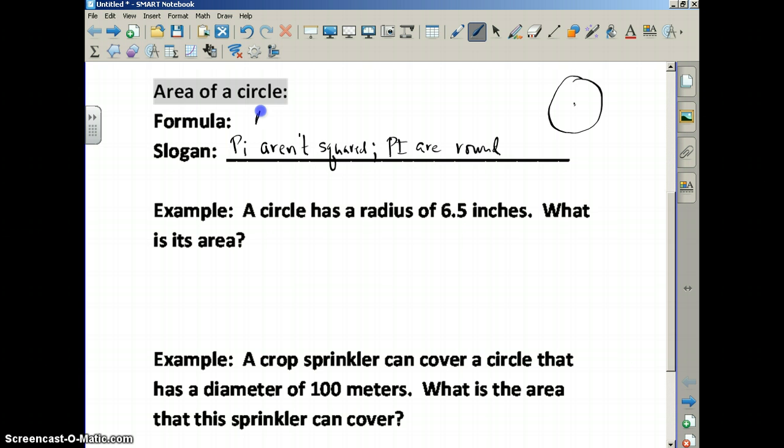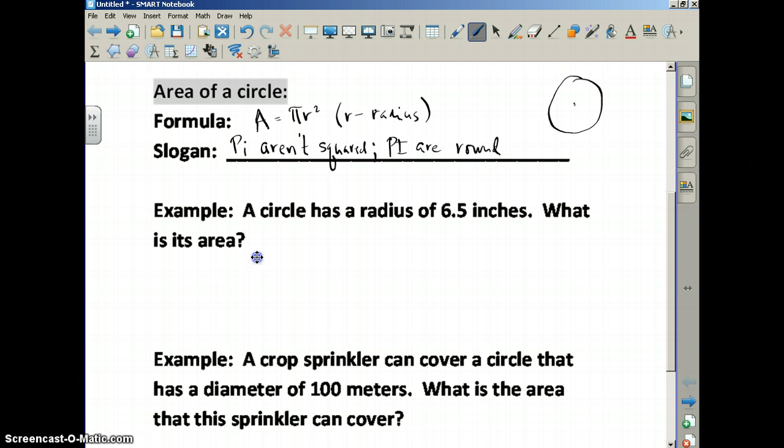The area of a circle is equal to pi times the radius squared. So I'm going to put pi r squared, and r is the radius. Okay, so pi r squared, get it? Pi r squared, pi r round.